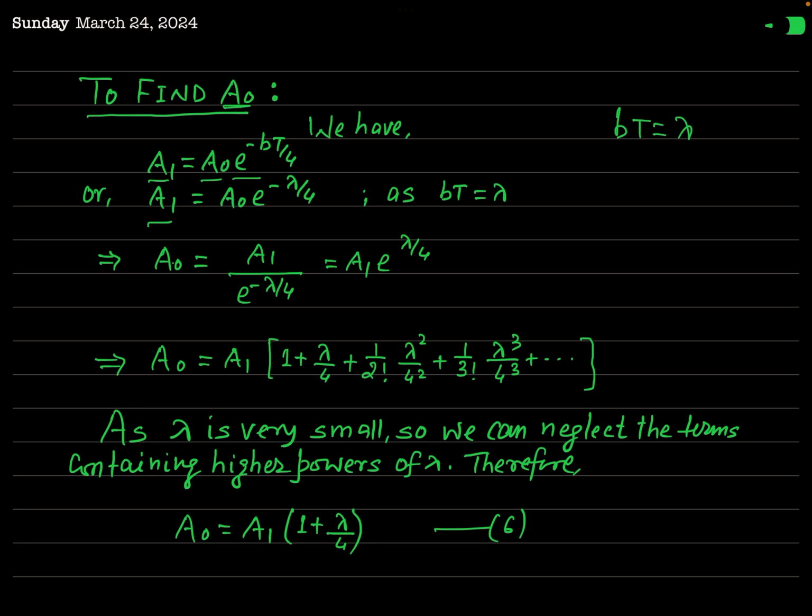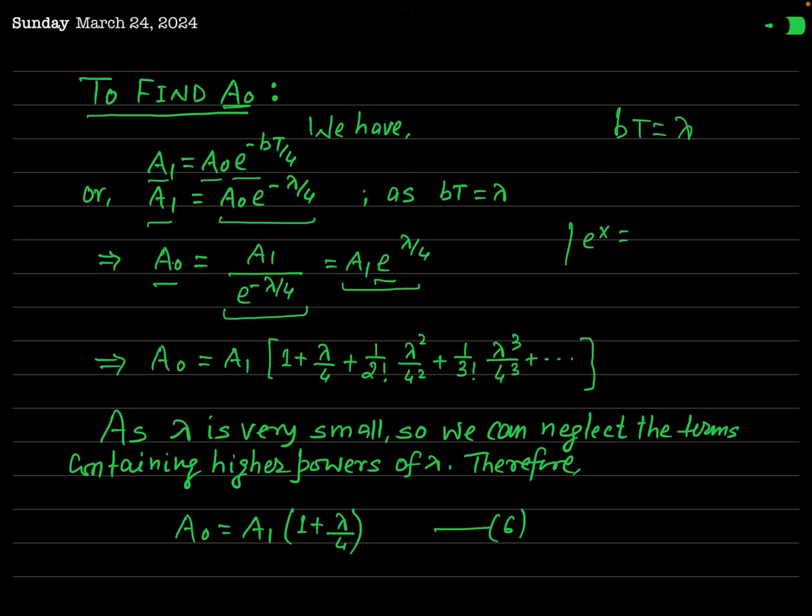So you can write a1 is equal to a naught e to the power minus lambda by 4. Okay, and so a naught will be equal to a1 divided by e to the power minus lambda by 4. And taking this exponential factor in numerator, this result can be written as a1 times e to the power lambda by 4. Okay, now let us expand this e to the power lambda by 4.